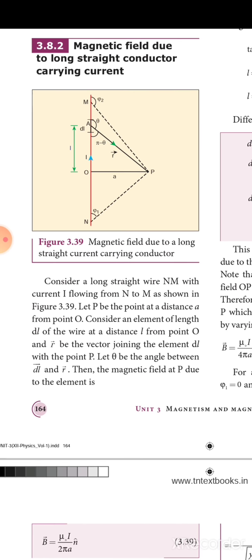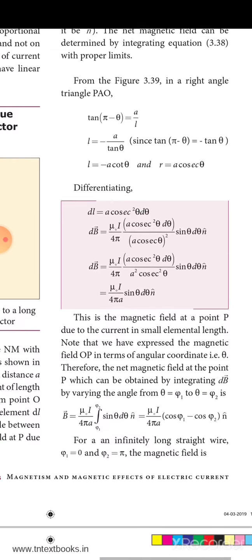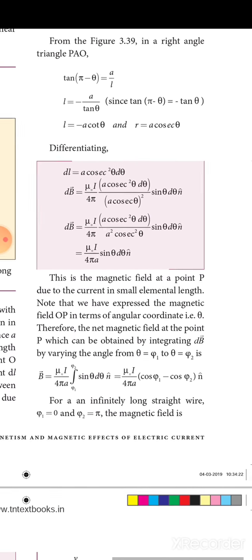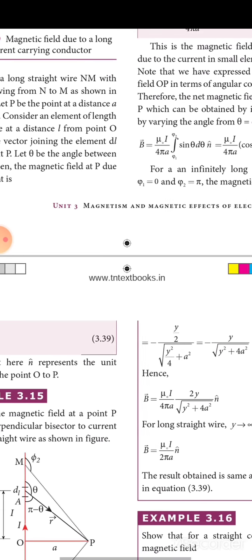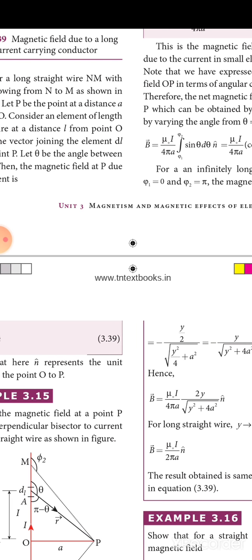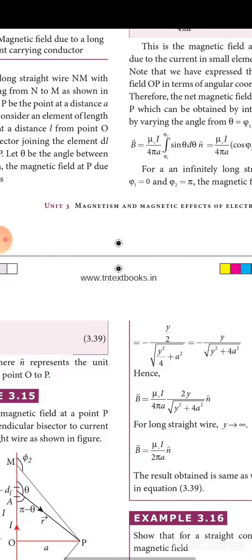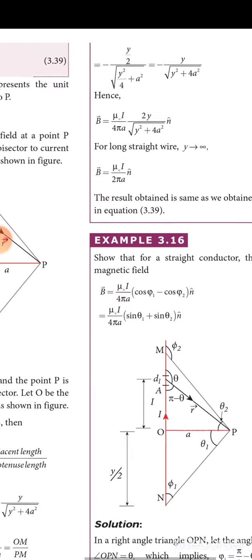Important 5-mark questions: magnetic field due to a long straight current-carrying conductor. Draw the diagram neatly, explain the diagram, and find the value of magnetic induction at a point P. So we get the equation B vector equals mu naught I by 2 pi a. This is the final value.